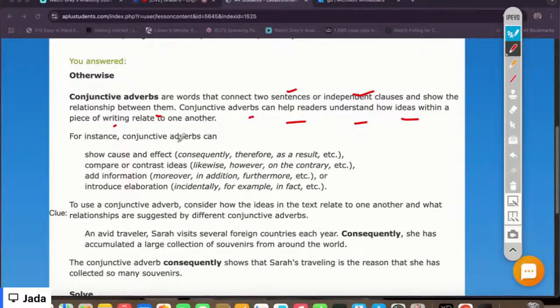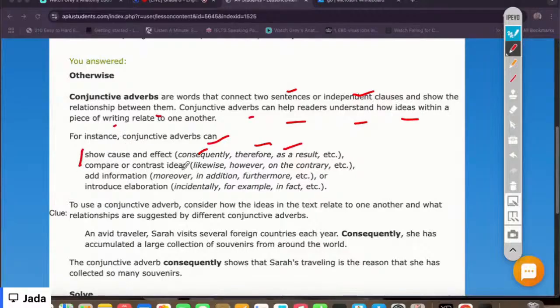So, for instance, conjunctive adverbs can show cause and effect. That is consequently, therefore, as a result, and so many others, okay? So, this shows cause and effect.